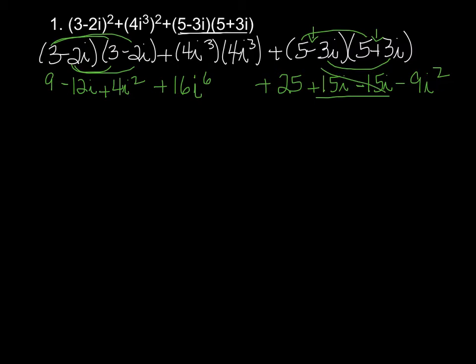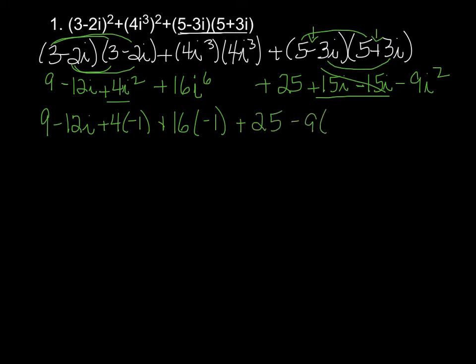All right, next. So we have 9 minus 12i. Now, when we get here, you have a calculator. You can put i squared into your calculator, and you're going to see it's negative 1. So we have 4 times negative 1 plus 16. Same thing. Put i squared in your calculator. That's also going to be negative 1. And let's bring down the plus 25 minus 9. And again, i squared is negative 1.